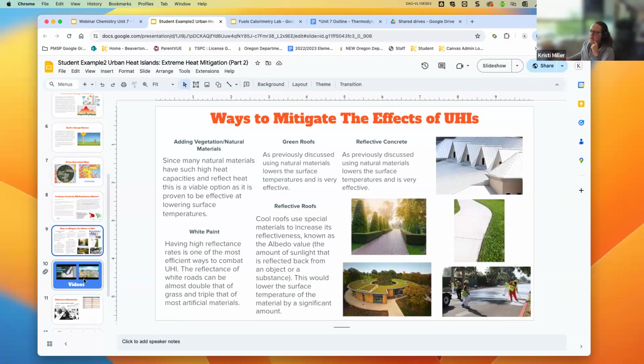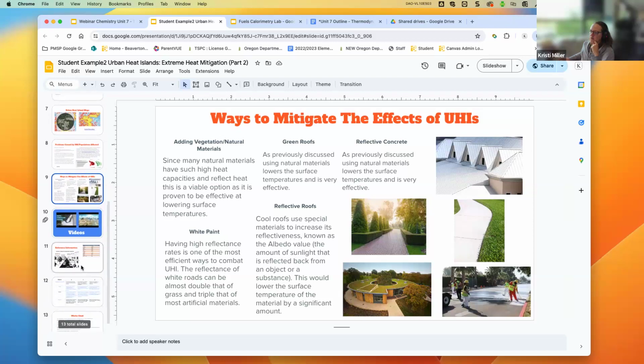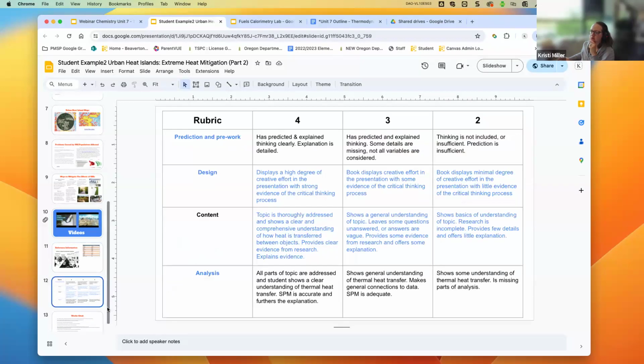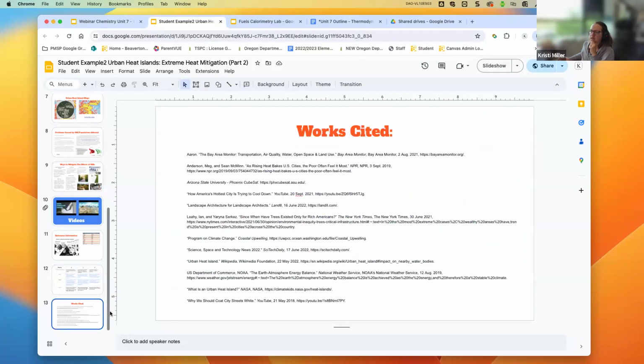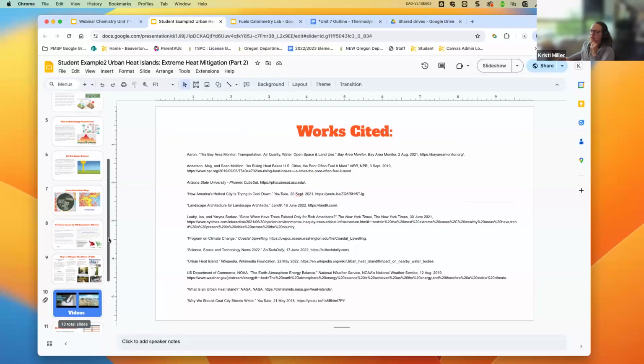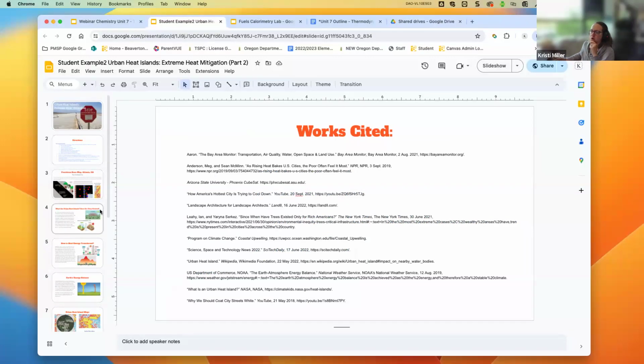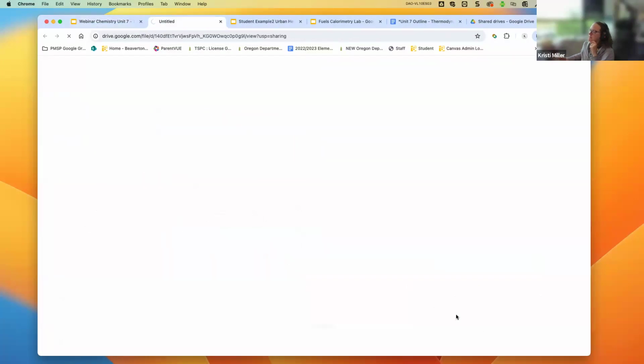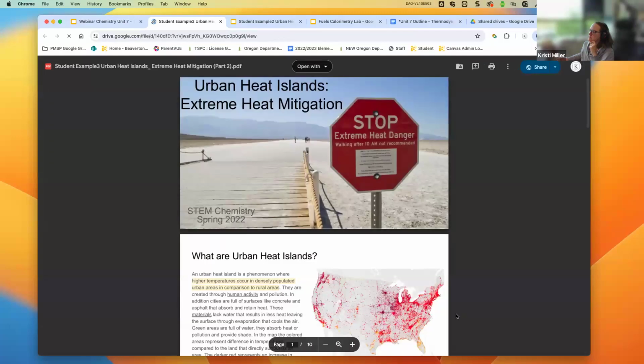Ways to mitigate it. Included a couple videos. And then there's some resources here on albedo, specific heat capacity. There's a rubric, and then they do a works cited page. So this is an option. This is one of those 4 projects. Let's try this one. Yep, here's another one.